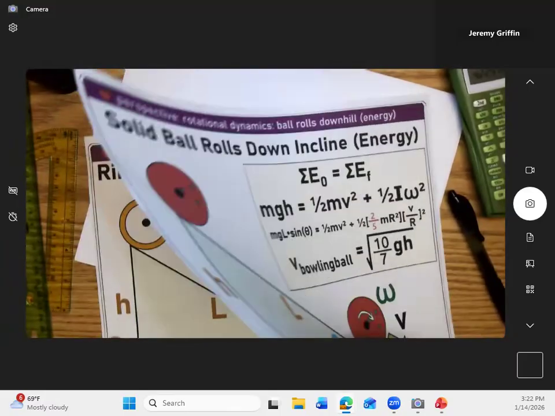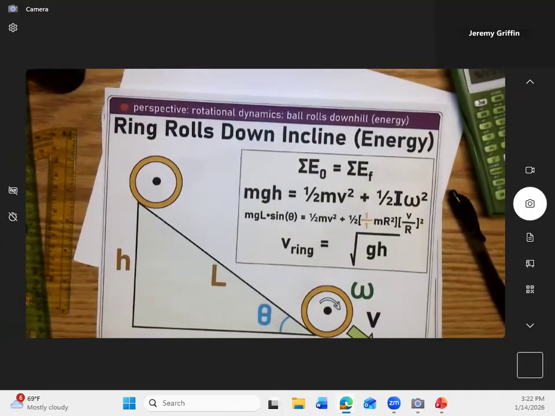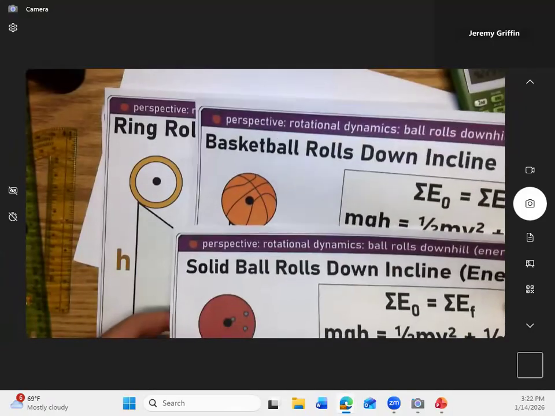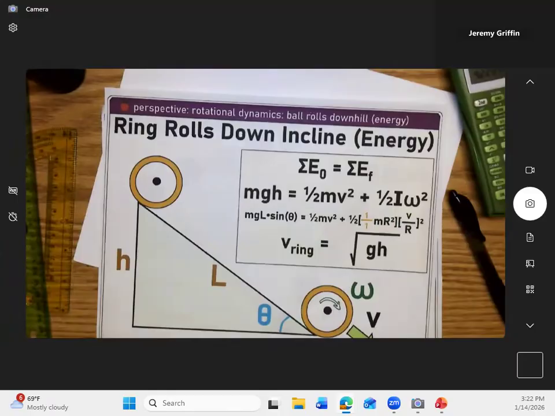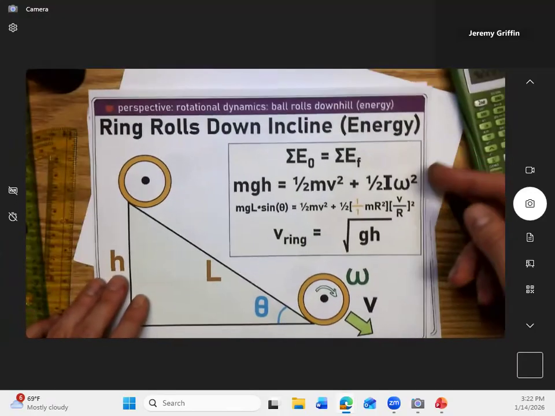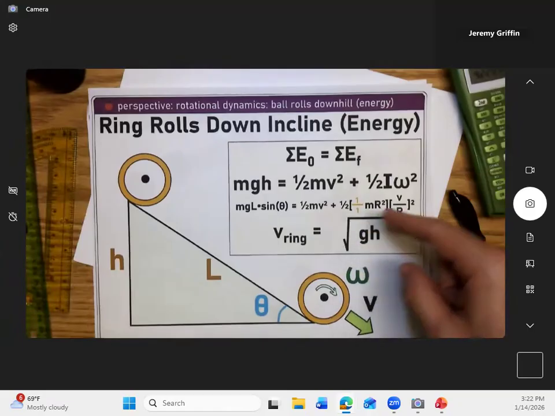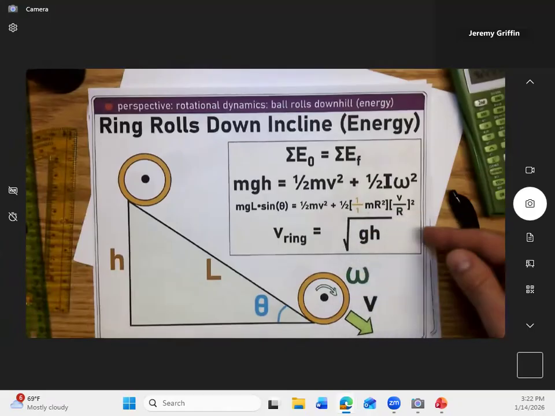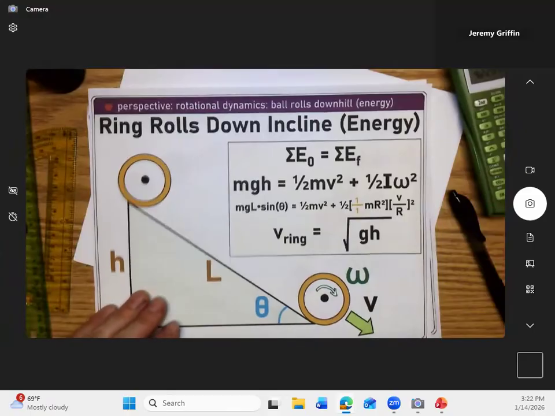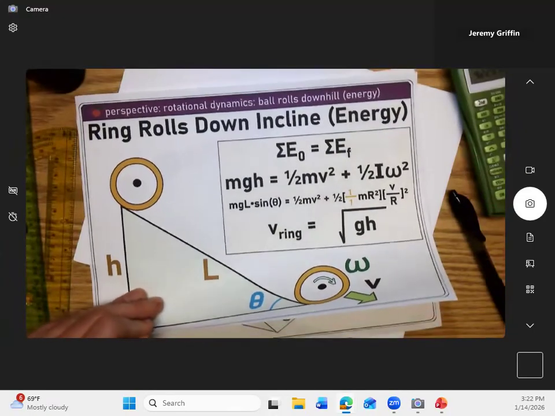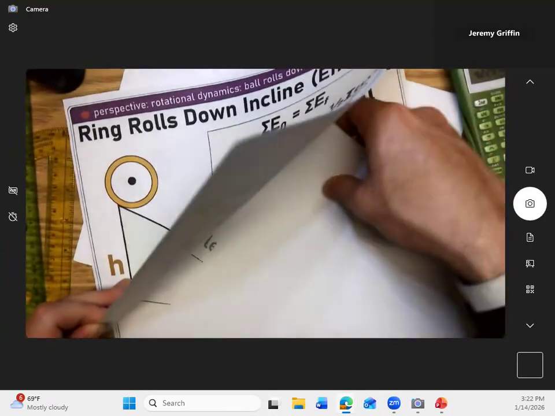All right. Here, I got actually posters for all different rolling objects. So there's the basketball, there's the solid ball. Here's what a ring looks like. You see over and over and over, these are following formats. Square root of something times GH. For a ring, it's just square root GH. Now I got one more, and it's kind of the last poster in this whole section.